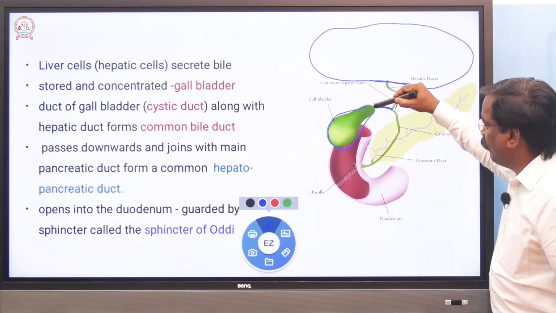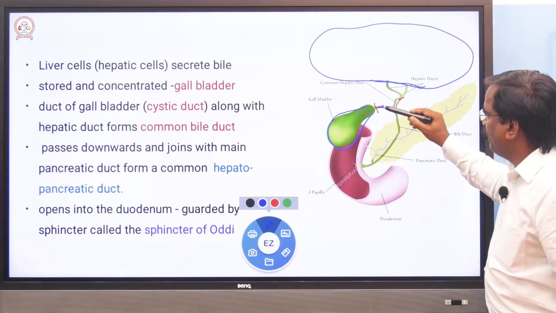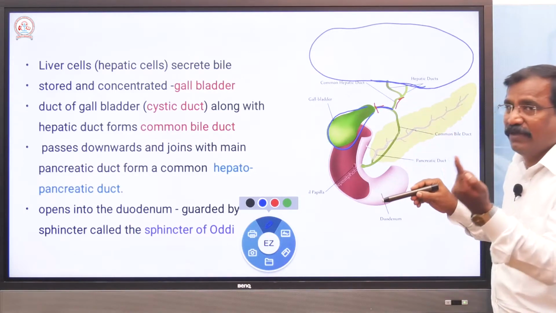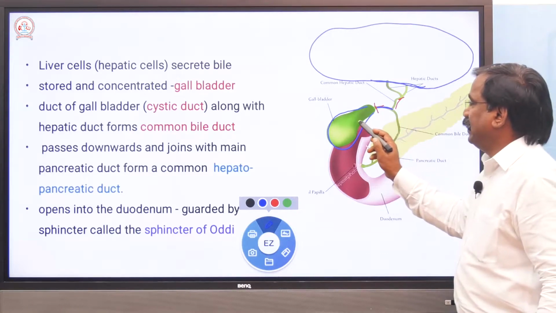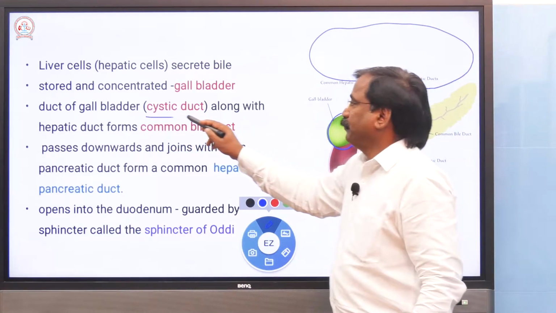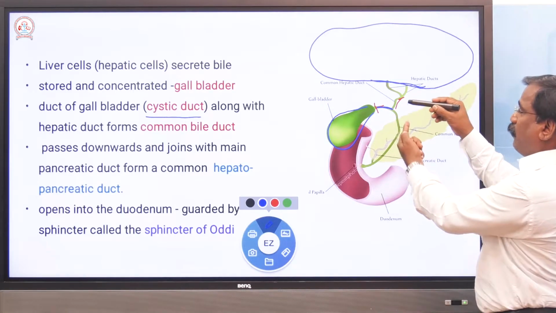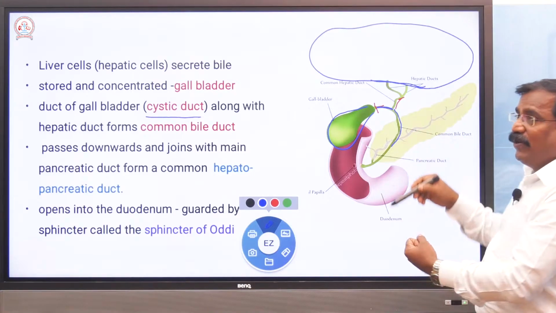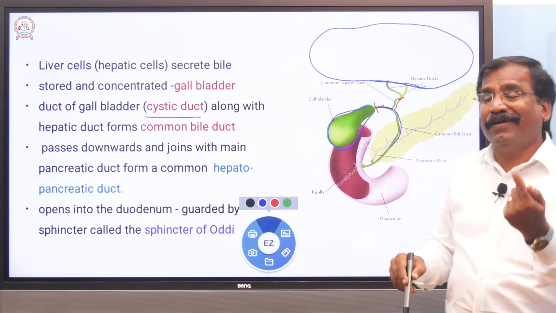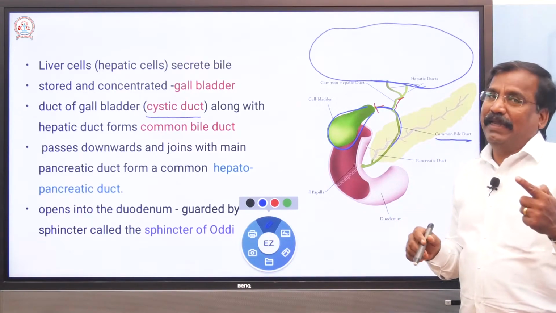So this is, see here, from the gallbladder to this common hepatic duct, which connects these two by a short duct that is called the cystic duct. Cystic duct. Now, both the cystic duct and the common hepatic duct unite and form a single duct that is called the common bile duct.